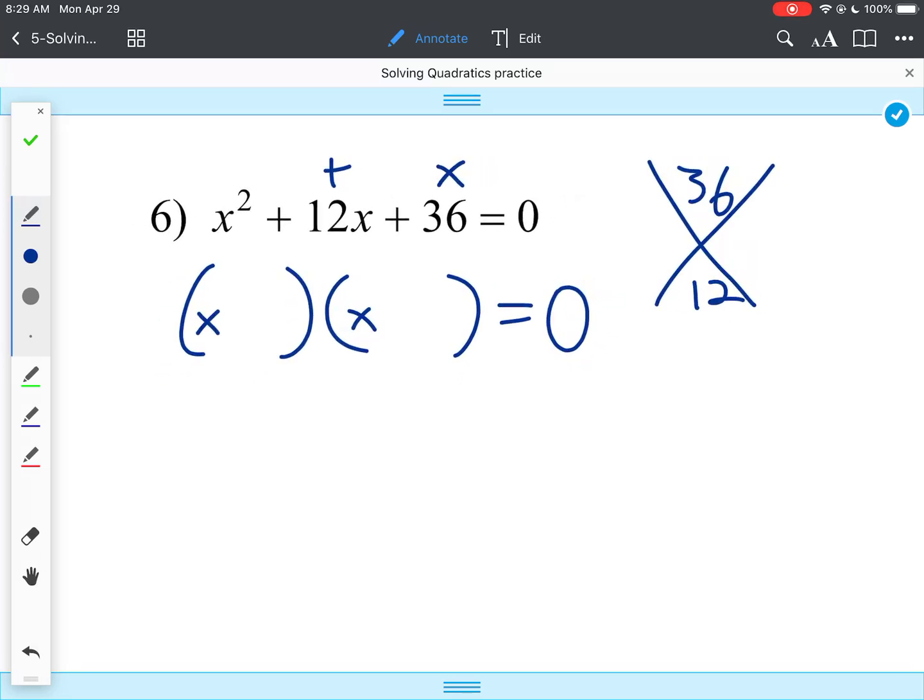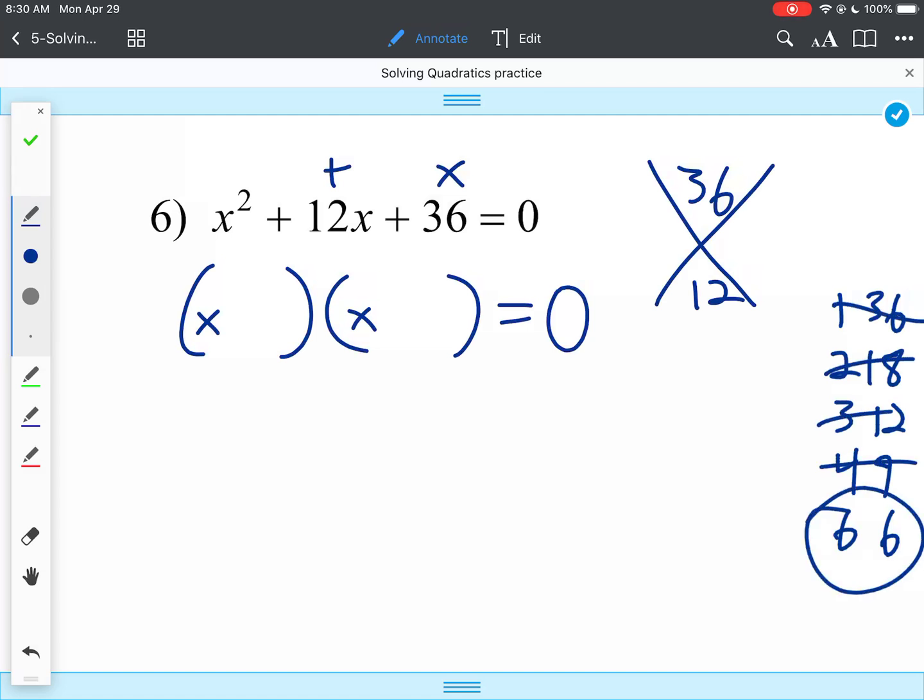Start figuring out the factors of 36, right? 1 times 36 is 36. 2 times 18 is 36. 3 times 12 is 36. 4 times 9 is 36. 6 times 6 is 36. Okay? So what pair is going to give me a positive 12 when I add? Well, not that one, not that one. Okay, it's this one, 6 plus 6.